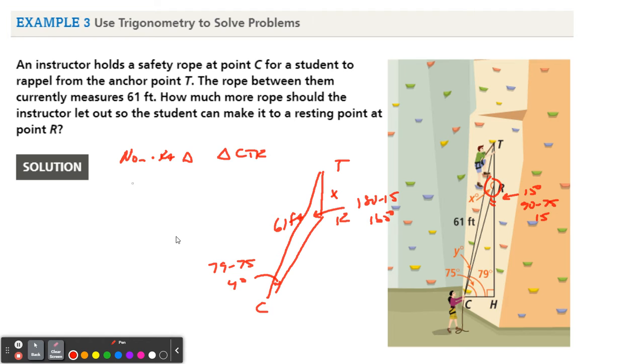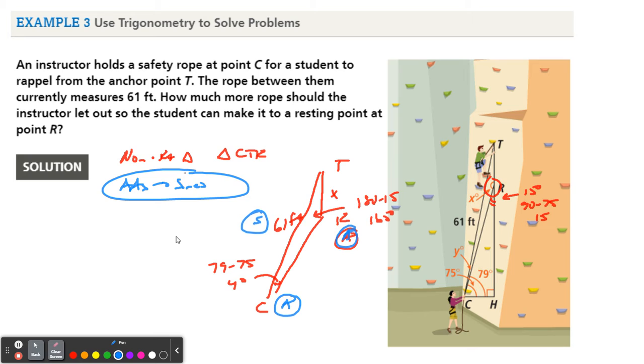And now I have the situation of angle, angle, side. And angle, angle, side is a law of sines situation. So I should be able to use the law of sines to figure out my unknown side X. Let's use the lowercase letters. If this is angle C, then X is actually side C. If this is uppercase R, then 61 is side R. And if that angle up top is T, then this side is side T.